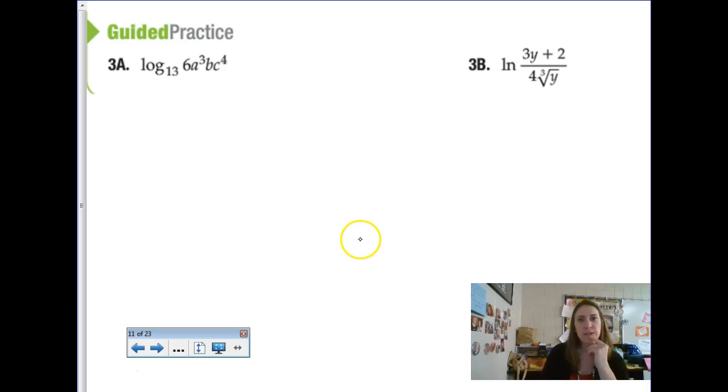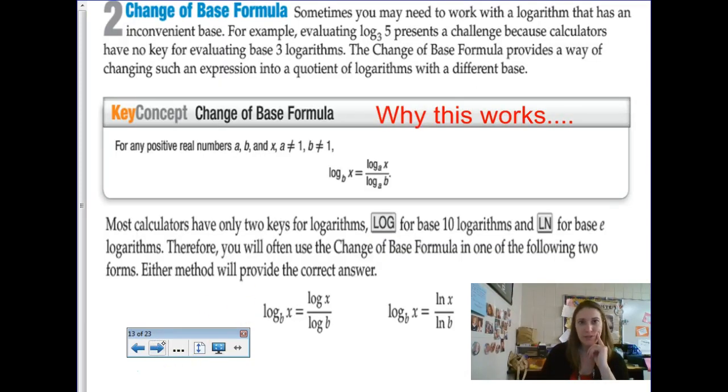Alright, so here's just some more examples of condensing and expanding. Well, these are expanding. So, I'm going to look ahead if you don't mind and make sure I don't have anything crazy coming up.